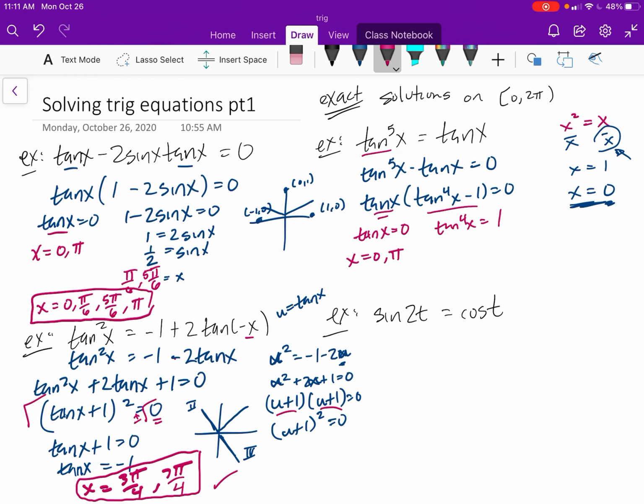But tangent to the 4th equals 1. I don't want to do a 4th root here. It will be okay, and it shouldn't change our results, but let me just show you why I'm not going to do that. Tangent, this is a difference of squares, right? Tangent squared plus 1, tangent squared minus 1. That's how I would factor a difference of squares.